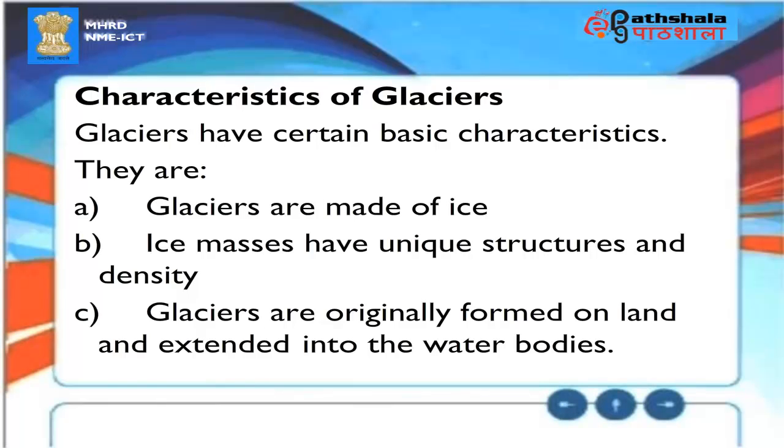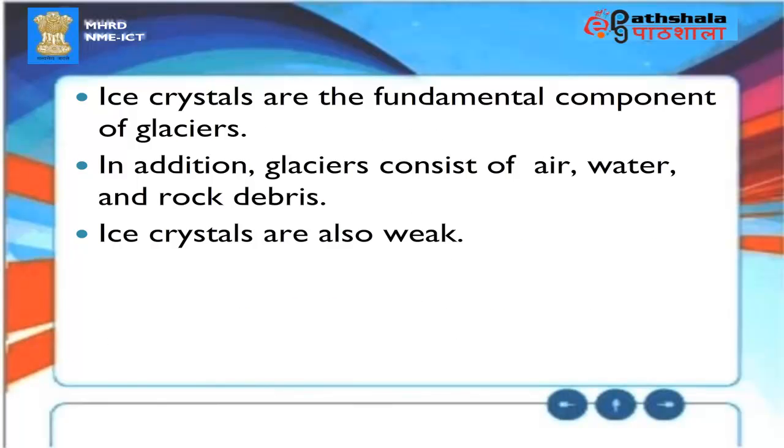Characteristics of glaciers. Glaciers have certain basic characteristics. They are: glaciers are made of ice. Ice masses have unique structures and density. Glaciers are originally formed on land and extended into the water bodies. Ice crystals are the fundamental component of glaciers. In addition, glaciers consist of air, water, and rock debris.